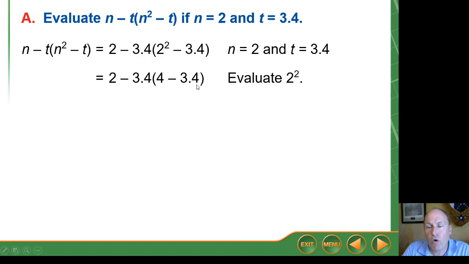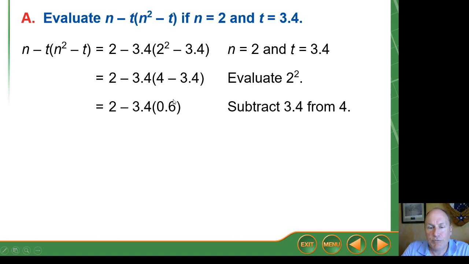4 minus 3.4 is our next step. We're going to subtract 4 minus 3.4, giving us 0.6. So notice, we haven't even worked with this left-hand part. We were always working within those groupings first. So we get 2 minus 3.4 times the quantity 0.6.